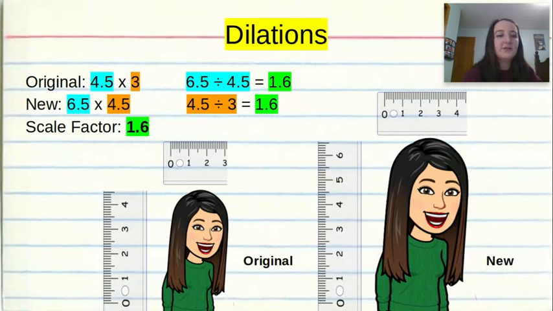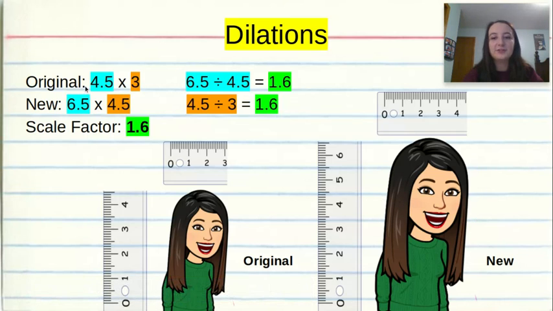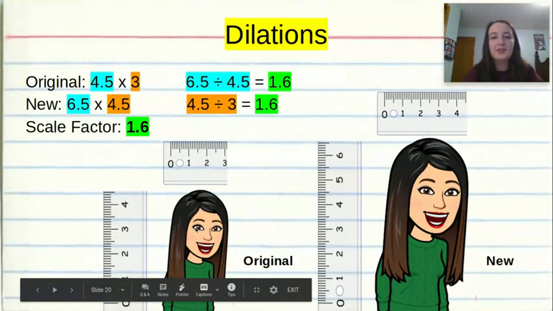Now, the other way you can work with dilations is that dilations will also help you find the scale factor. So say that you have your original figure and your new figure and you're trying to find the scale factor. You do so by dividing similar lengths. So you're always going to do your new one divided by your original.